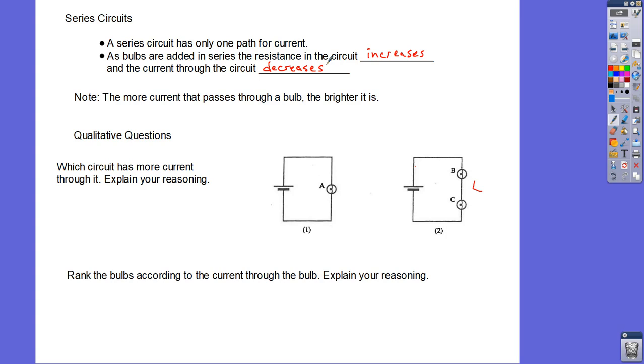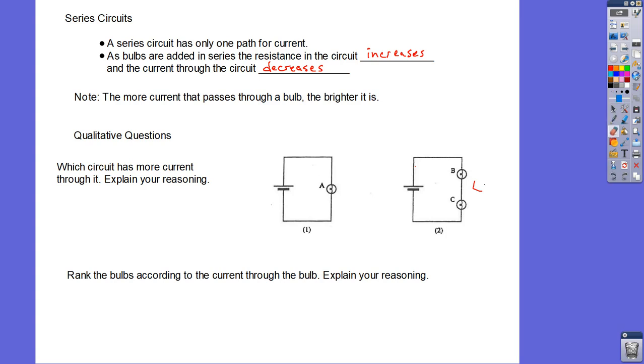Okay, and also just for future reference, there may be times where you are asked to compare the brightness of bulbs, or to say how the brightness of a bulb will change if there's a change made in the circuit. Basically, the more current goes through the bulb, the brighter it is. So if you're comparing brightness, you're really comparing current. Okay, so we could think of things in terms of these qualitative questions.